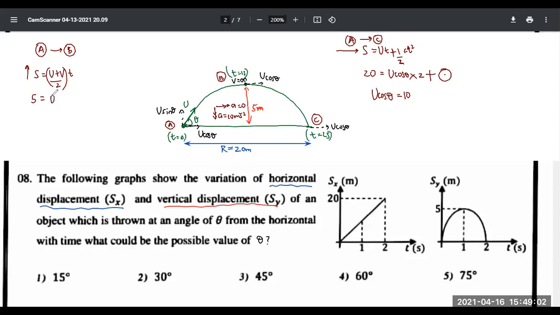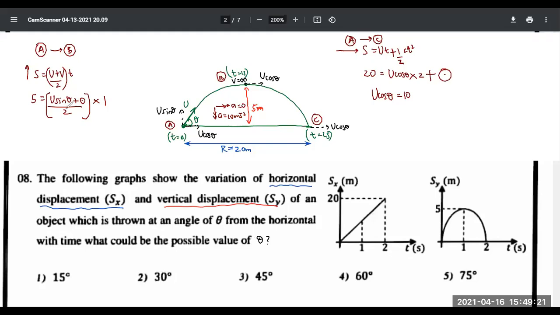Initial velocity, U sine theta. Final velocity 0, divided by 2, and into how long does it take for the object to reach the maximum height? 1. How do I know it's 1? Because for the total motion it's 2 seconds. Therefore, for half of the motion it will take 1 second. So you can say U sine theta, here 1 means it's just 1.